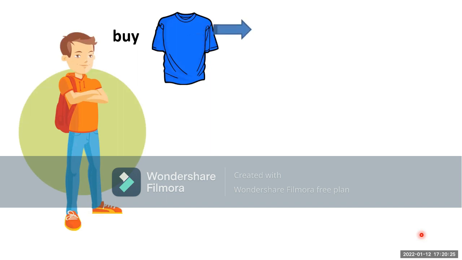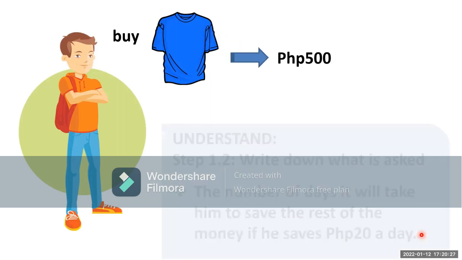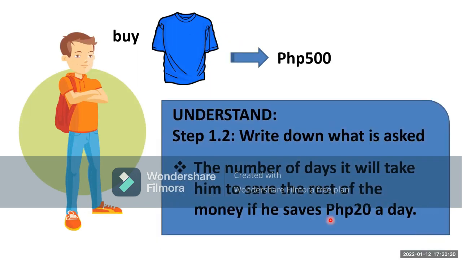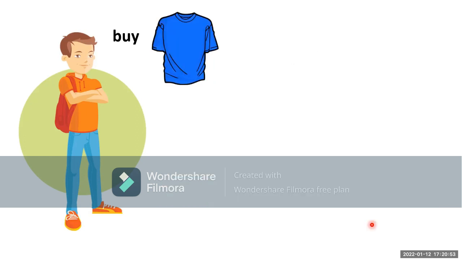Okay, so this is still Elmo, and he still wants to buy this shirt that costs 500 pesos. So, step 1.2 is to write down what is asked. What is asked in the problem is the number of days it will take him to save the rest of the money if he saves 20 pesos a day. Still, Elmo wants to buy this shirt that costs 500 pesos.